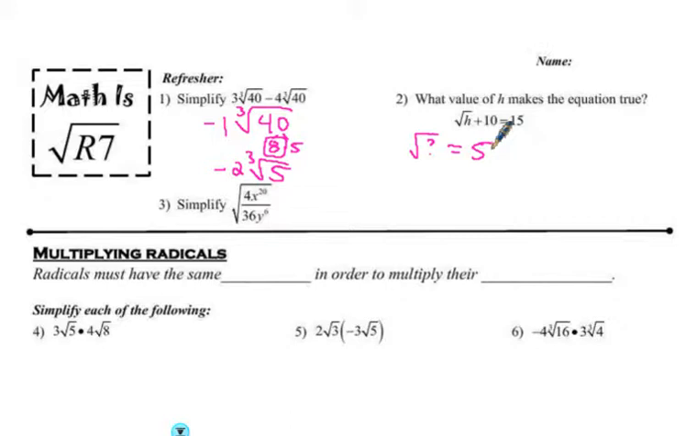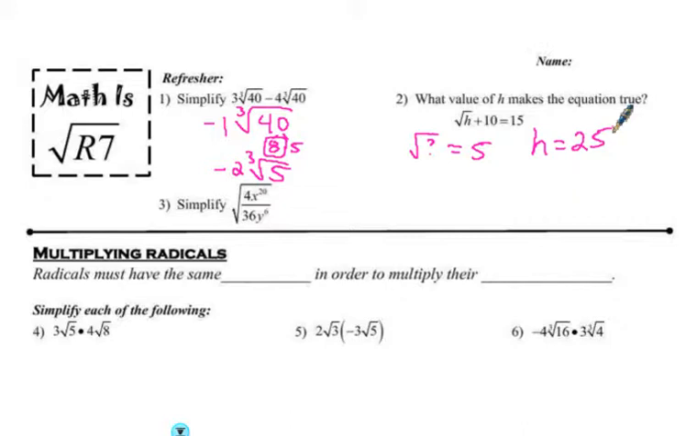So we can think about it as the square root of what is equal to 5, and we can bounce around in our heads for a little bit and realize that 5 times 5 is 25. So h is going to be 25. If I simplified that, it would just be 5 plus 10, which is 15.